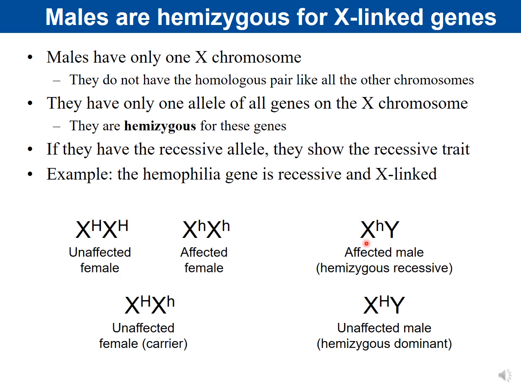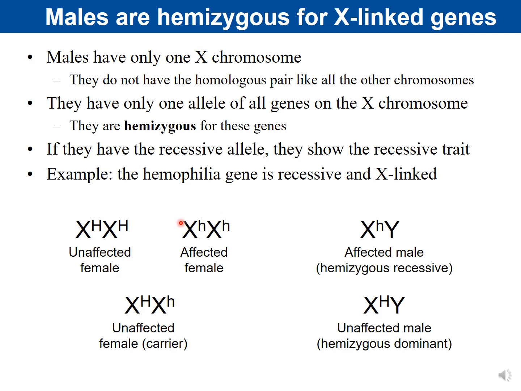So if you have a male that's affected, his mom either has hemophilia herself, so she's X little h, X little h, and that's why her son has X little h, or she's at least a carrier. She has to be X little h, X little h, or X big H, X little h. She's a carrier. She herself doesn't have hemophilia, but she could pass on that X and have an affected son. So when males get it, they inherit it from their mom.